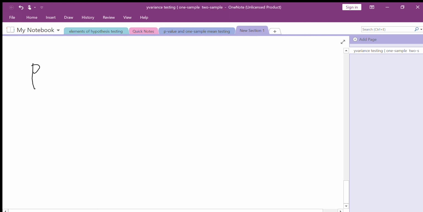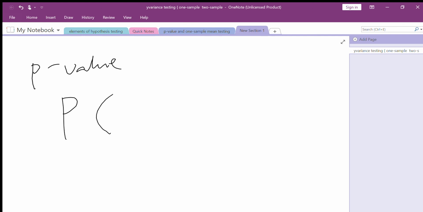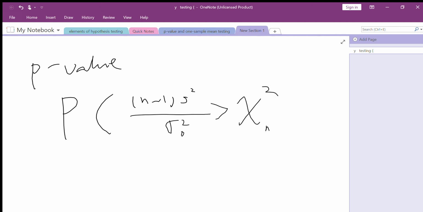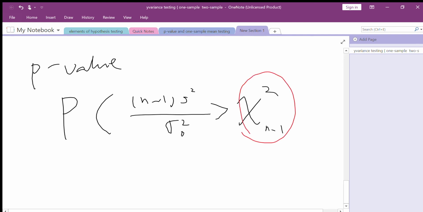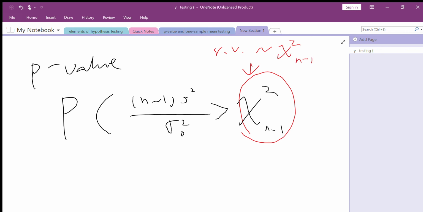So for p-value, we always use small s square, not capital S square. It is the probability that chi-square n minus 1 is greater than n minus 1 times s square divided by sigma 0 square. Here chi-square n minus 1 is a random variable following a chi-square n minus 1 degree of freedom distribution. This is the p-value for one-sided one-sample variance testing.